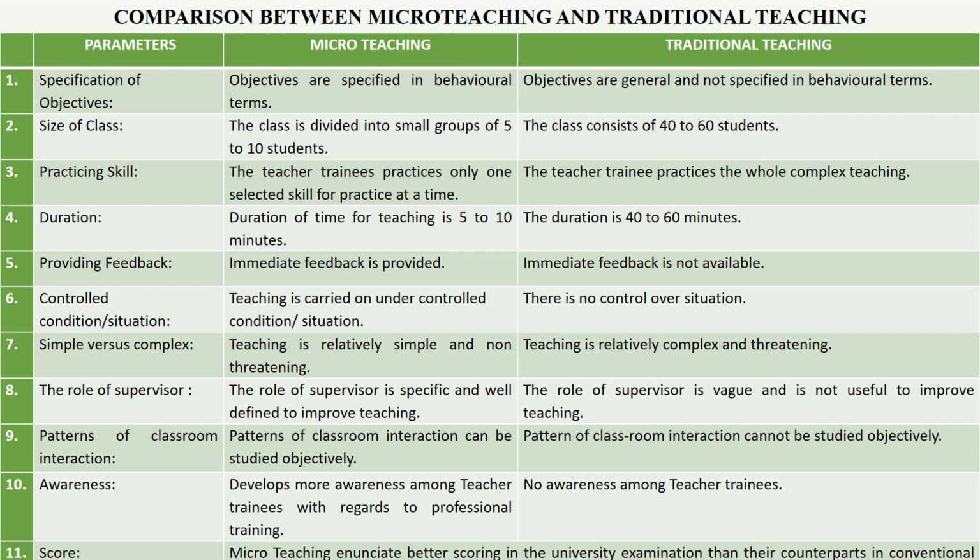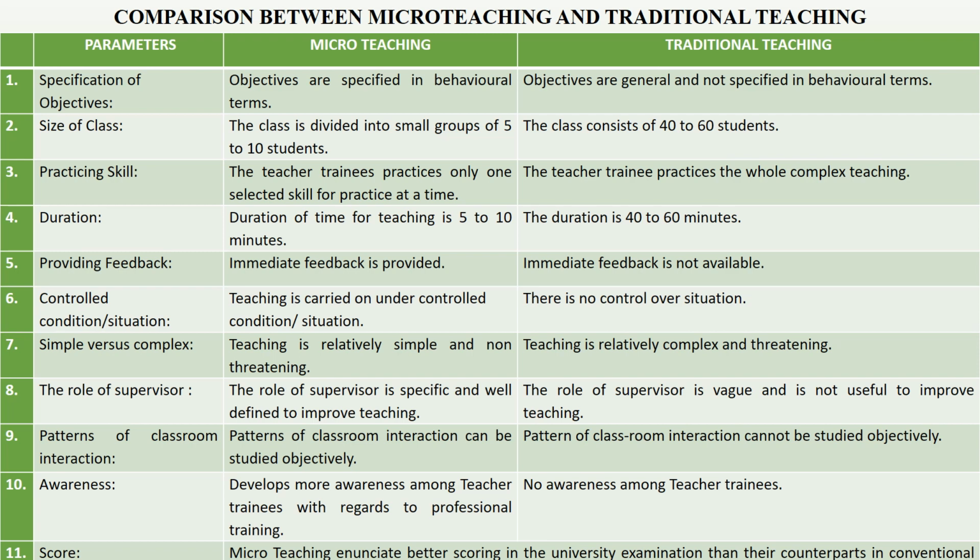The teacher trainee practices only one selected skill at a time in microteaching, whereas in traditional teaching, the teacher trainee practices the whole complex teaching. The duration of time for teaching is 5 to 10 minutes in microteaching, whereas the duration is 40 to 60 minutes in traditional teaching. In microteaching, immediate feedback is provided, but immediate feedback is not available in traditional teaching.